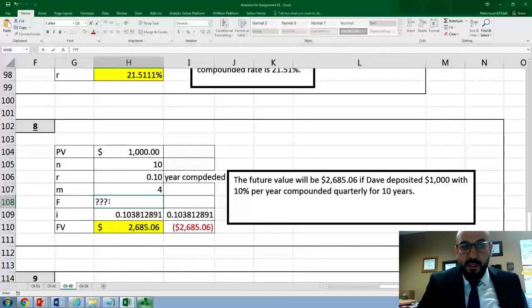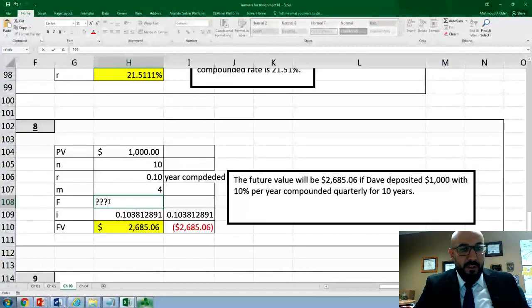So for this question, there are two ways of doing it. First of all, you could find the effective interest rate per year and use the number of years to be equal to 10.